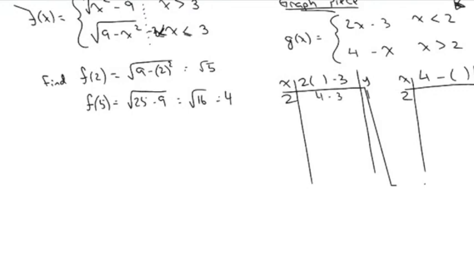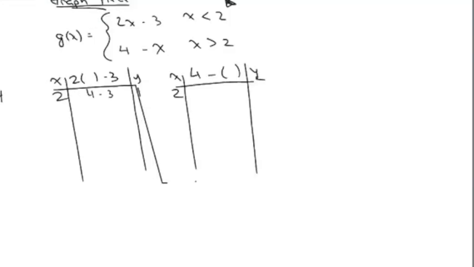What would be your next value you plug in over here? 1. Why 1, not 3? Because I have to go less than 2. I cannot go greater than 2 for this function. So 1, which would be 2 minus 3, which is negative 1. Then 0, negative 3. And that should be enough. This is a line. I'm not going to get too much detail about it.